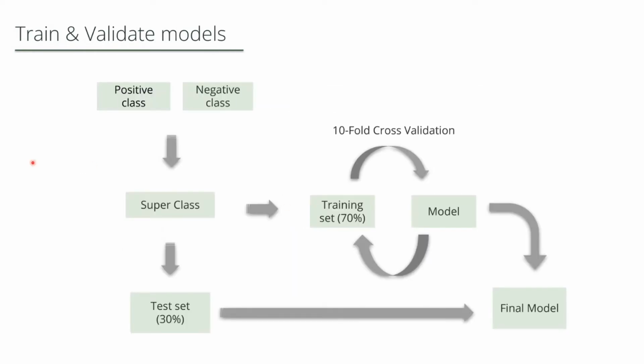For the training and the validation of the model, the initial dataset, which has both positive and negative classes, is split into training data, which consists of 70% of the dataset, and test data, which represents the 30% of the dataset. The model is trained by tenfold cross-validation and applied in the training dataset. And then the resulting model is evaluated against the holdout test set.